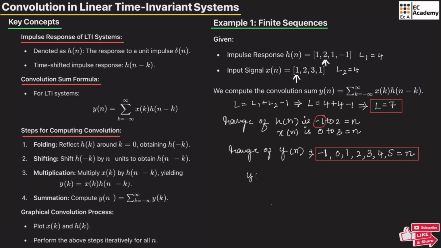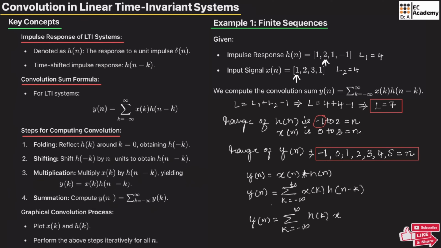So we know convolution is given by y of n is equal to x of n convolved with h of n. To write the mathematical equation, we'll write y of n is equal to summation of k equal to minus infinity to infinity x of k into h of n minus k. We can write the formula in one more way, which means y of n can be written as summation of k equal to minus infinity to infinity h of k into x of n minus k. For our calculation, we are using this formula.